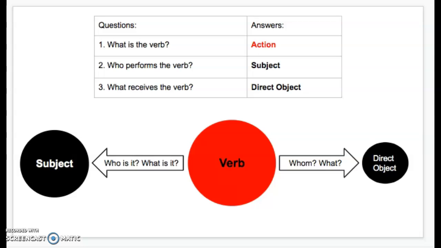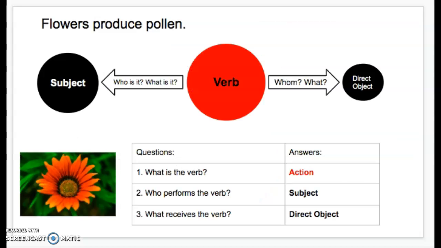Our third question is now what receives the verb. In this case, the whom or what receiving that verb is called the direct object. It's the thing or person that's directly receiving the action. So let's look at a couple examples together.